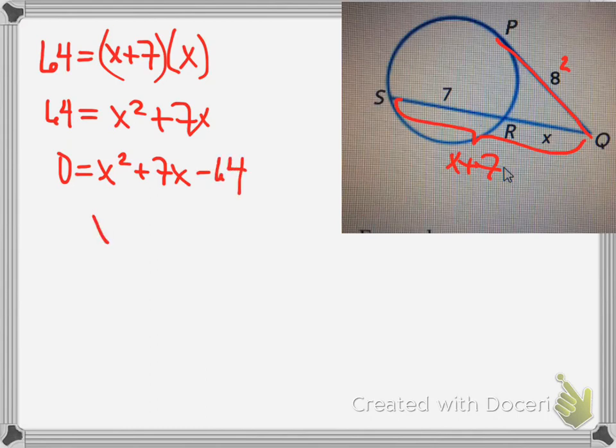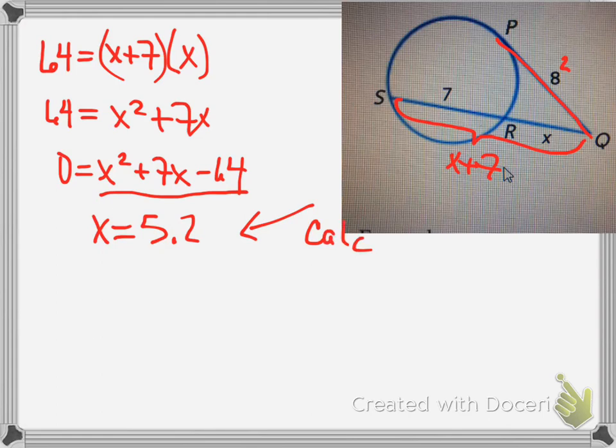There is a polynomial solver in the calculator that will allow you to type in this equation and say solve, and it'll find your roots. In geometry, all we want is the positive answer. So in this case, we just want the 5.22, but you would use the calculator for that, and I will show you how to do that.